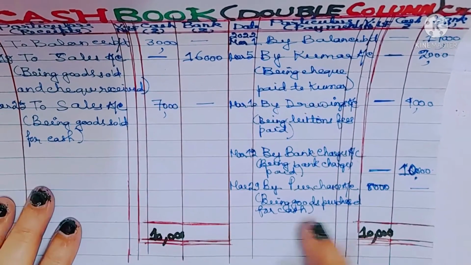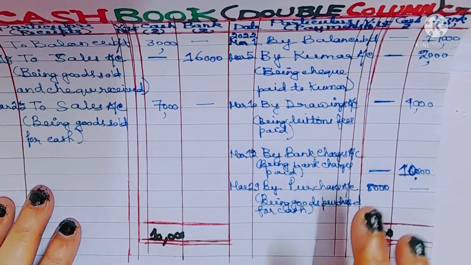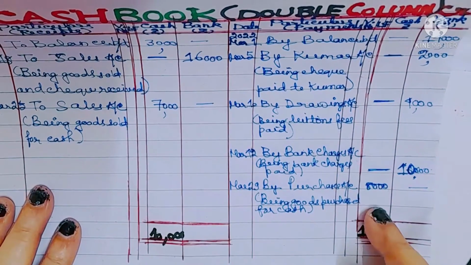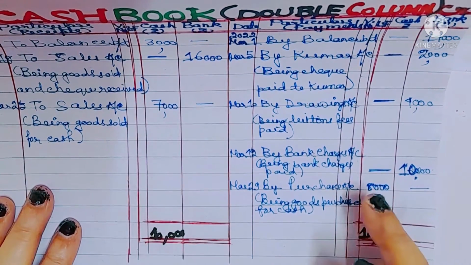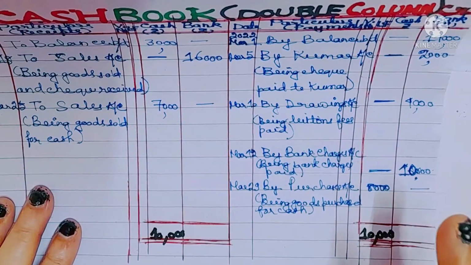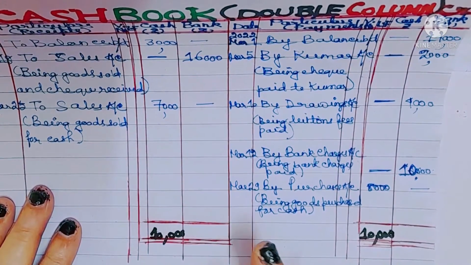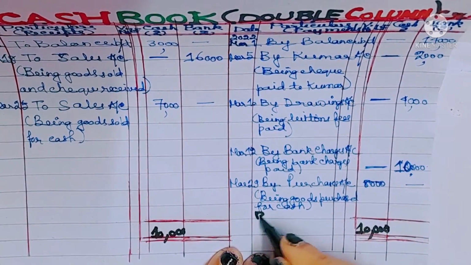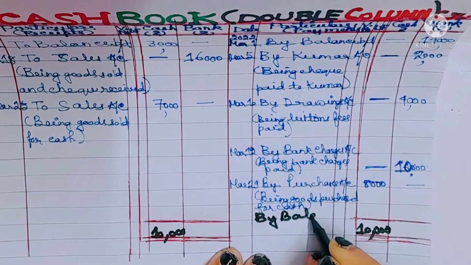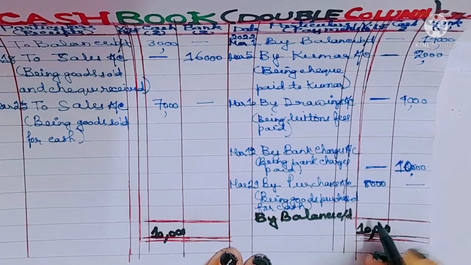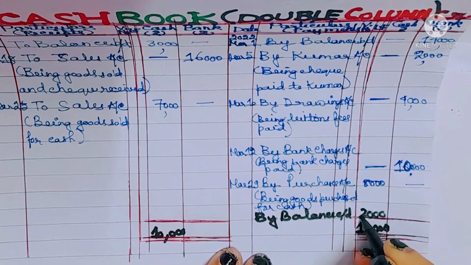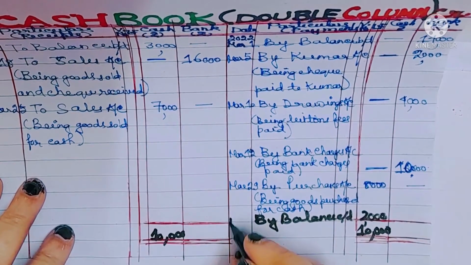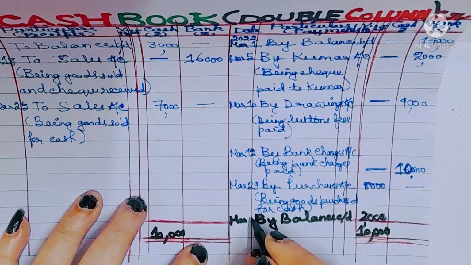So what will be the balancing figure? Since the cash book is not balanced, the total of cash column on the credit side is 8,000 and the total of cash column on the debit side is 10,000. So deduct the total of cash column on the credit side from the total of cash column on the debit side. So deduct 8,000 from 10,000, you'll get by balance CD 2,000. What is this 2,000? This is the closing cash or cash in hand, and the date will always be the last day of the month, that is 31st March.